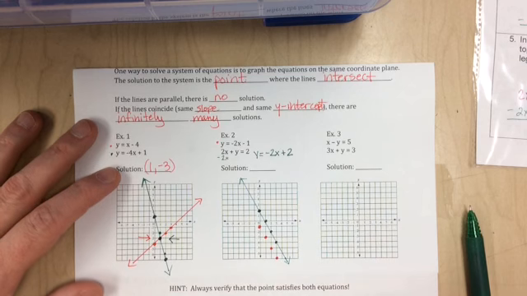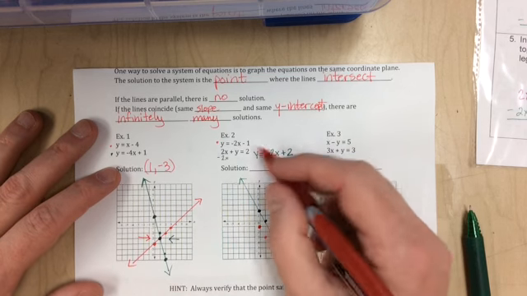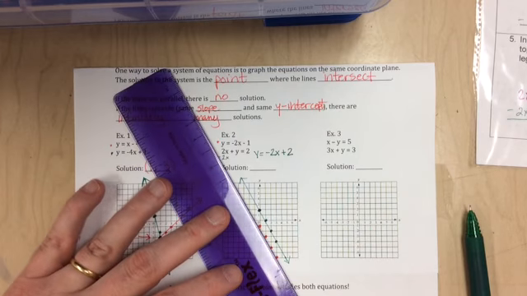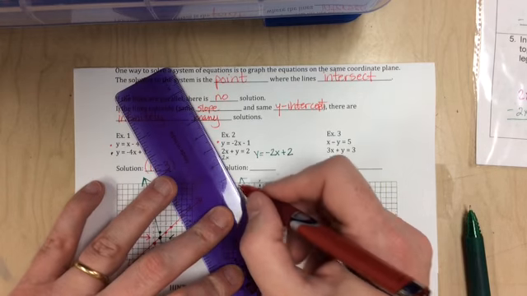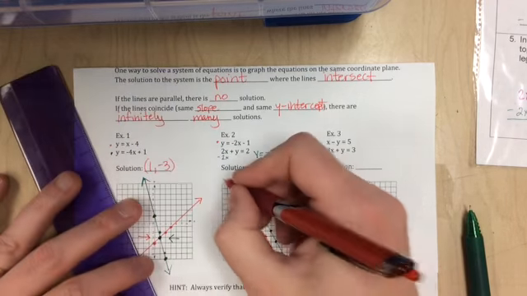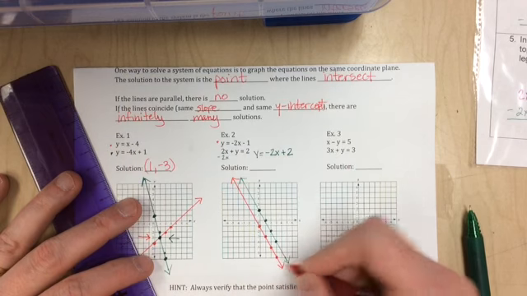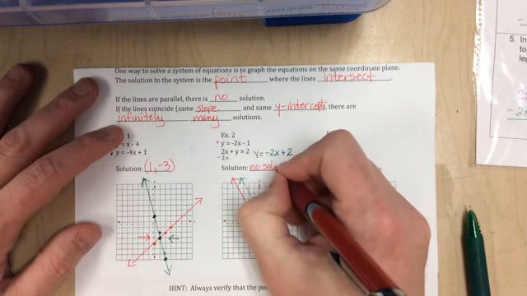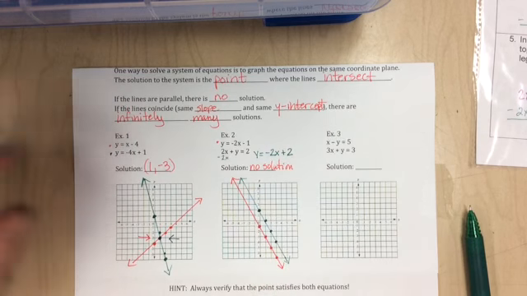Oh, wait. The slopes are the same. So what does that mean? It means the lines are parallel. So what's the solution? There's no solution, because those lines never cross.